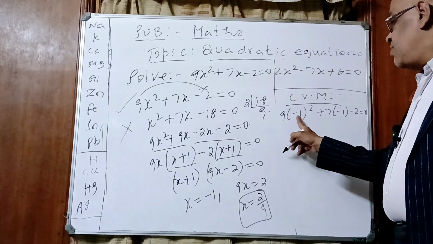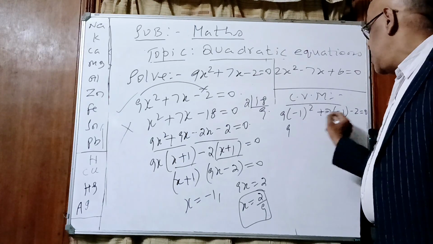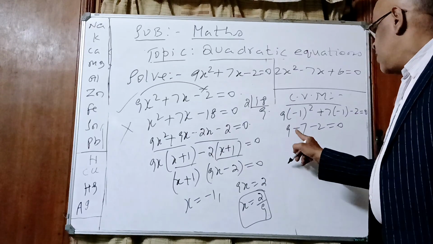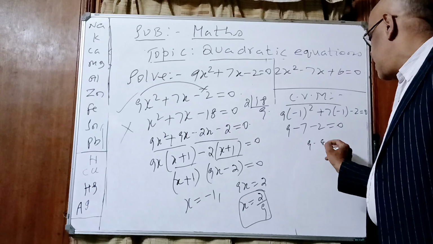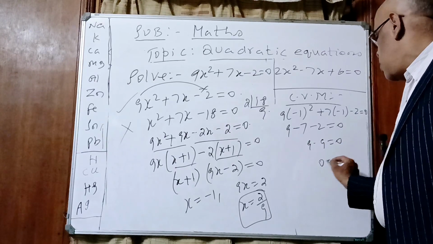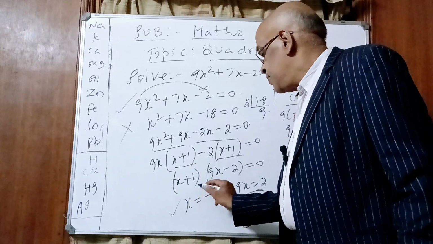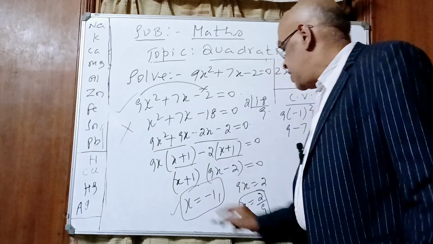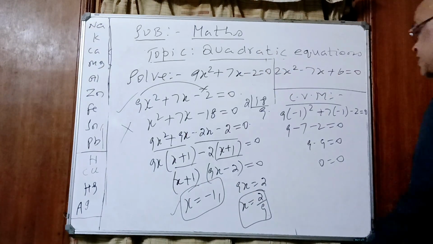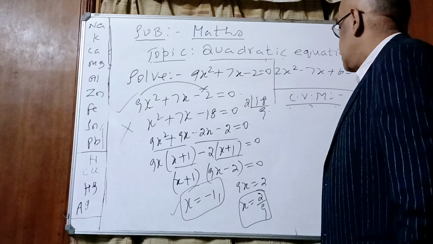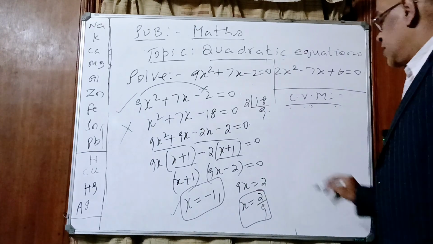1 square, minus 1 square is 1. 9 ones are 9. Plus into minus. Minus 7 minus 2, 9 minus 9, 0. LHS is equal to RHS. Our answer is right. X equals minus 1 is right. Now we have to check whether 2 by 9 is also right or wrong. Yes or no, children? So come here.